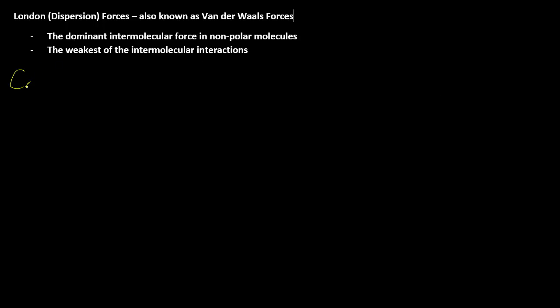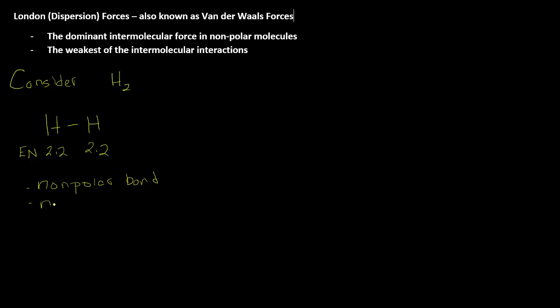The first type of intermolecular force is known as London or dispersion forces. They can also sometimes be referred to as van der Waals forces. They're the dominant intermolecular force in a nonpolar molecule, and they're the weakest of all intermolecular interactions. We're going to look at H2. This is a perfectly symmetrical hydrogen molecule. The electronegativity value for each of the hydrogen atoms would be 2.2. It's a nonpolar bond, and as a result, it's a nonpolar molecule.